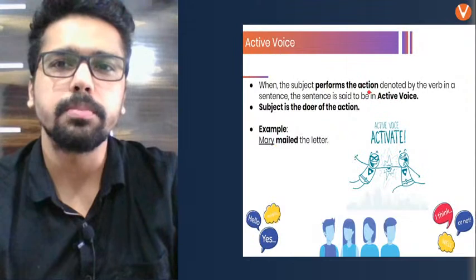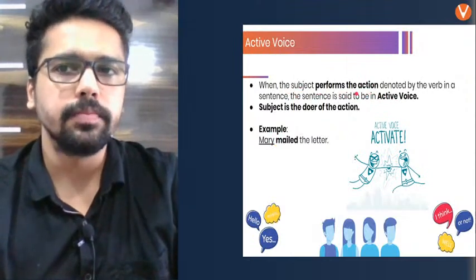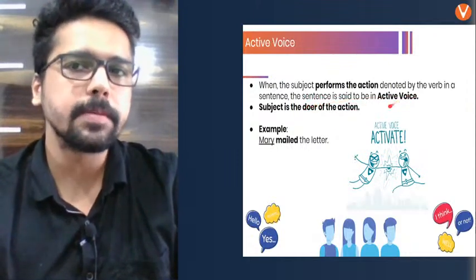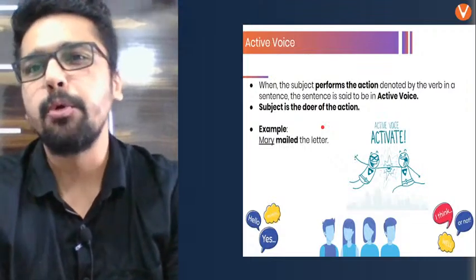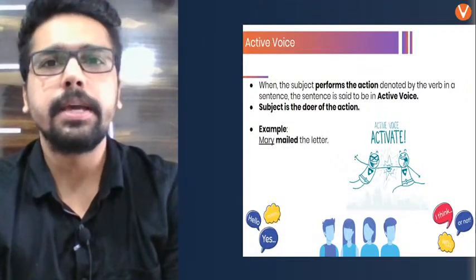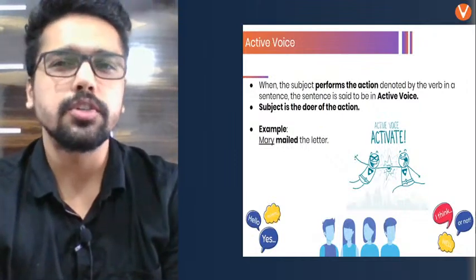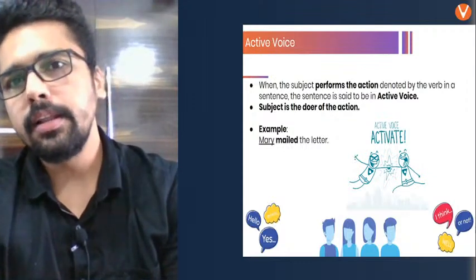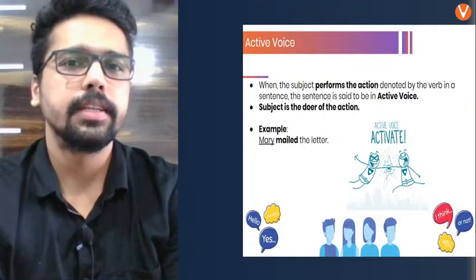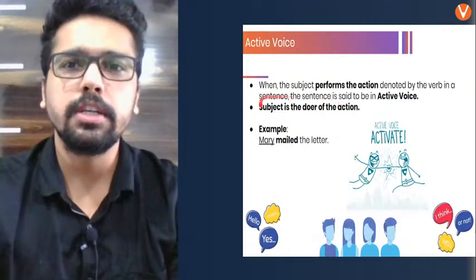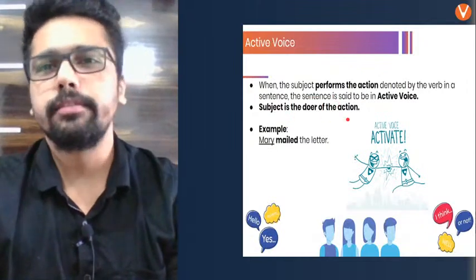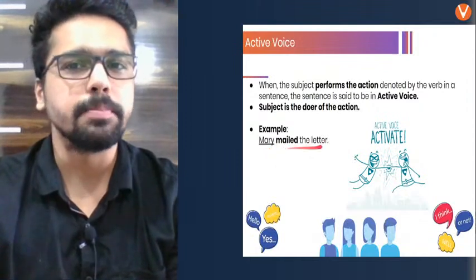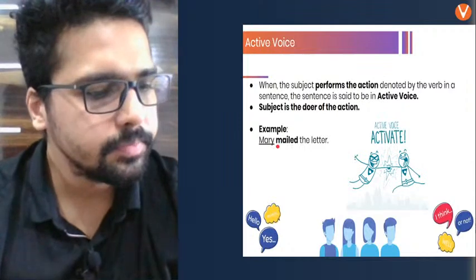See, that's what is written in the explanation part. When the subject performs the action, which is denoted by the verb in a sentence, that sentence is said to be in active voice. So in grammar, voice has nothing to do with sound. When we say active voice and passive voice, we are basically trying to know who is doing the action here. Whether the action is done by the subject or whether the action is happening on the subject. So in simple words, the subject is the doer of the action. Here, Mary is the subject and the doer of the action. She is mailing the letter. That's why this sentence is in active voice.